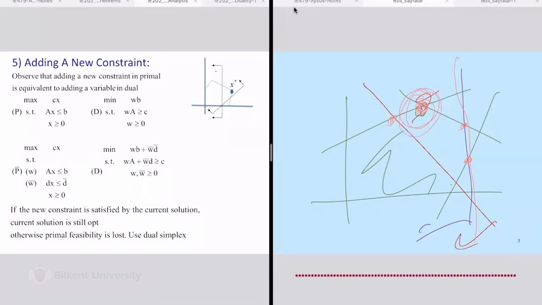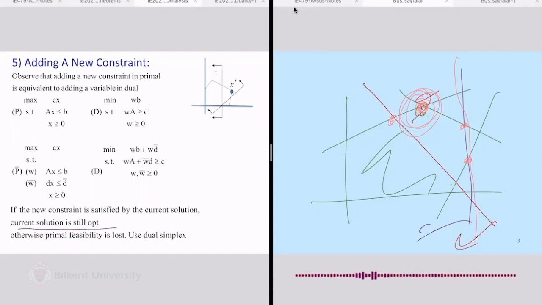Any questions here? I mean, the answer was already here, by the way. Current solution is still optimal. Is it clear? Because I really like this type of discussions, and if you don't get it, please ask me.